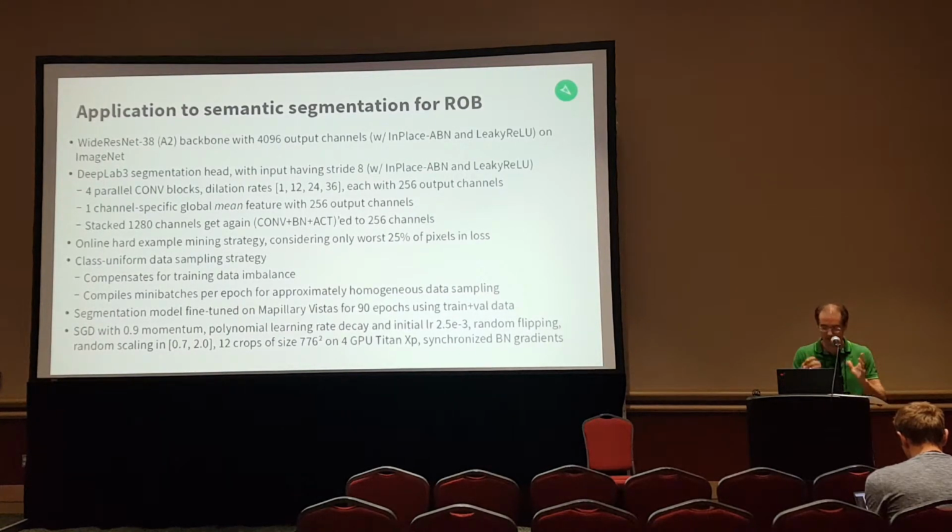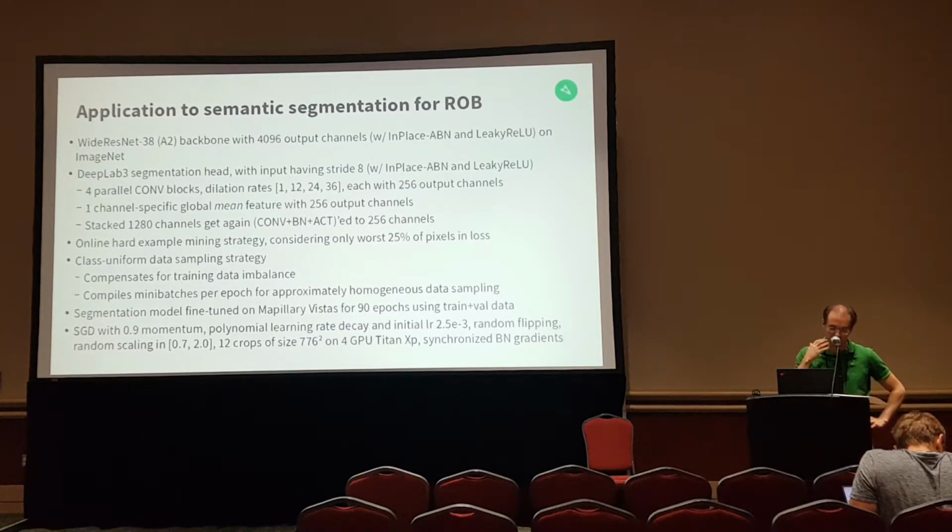Now, I will briefly explain what we used for the challenge. We had a backbone, which is the wide ResNet 38. And we replaced all BatchNorm ReLU with our in-place ABN. And since we need an invertible activation function, we wanted something that is close to ReLU. So we used leaky ReLU with a small slope, 0.01. And as the head of the computation, we used DeepLab 3. The output of the wide ResNet had a stride of 8. Also in the DeepLab 3, we replaced BatchNorm and the activation with our in-place ABN and leaky ReLU.